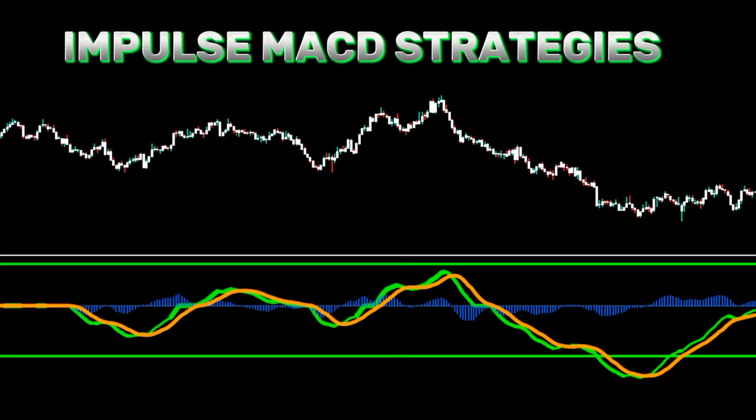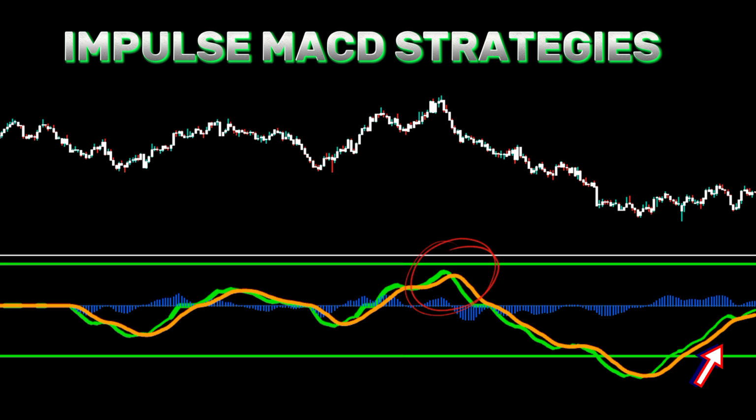So first, for your buy signal, you want to only take positions if the impulse MACD crosses over upwards, but the crossover needs to happen below the oversold line. Same thing for your sell signals, but in reverse. You only take positions if the impulse MACD crosses over downwards, but the crossover needs to happen above the overbought line. Remember, crossovers that happen between the lines like this will be ignored. This is because we want to make sure that we only take positions if the price is overextended.